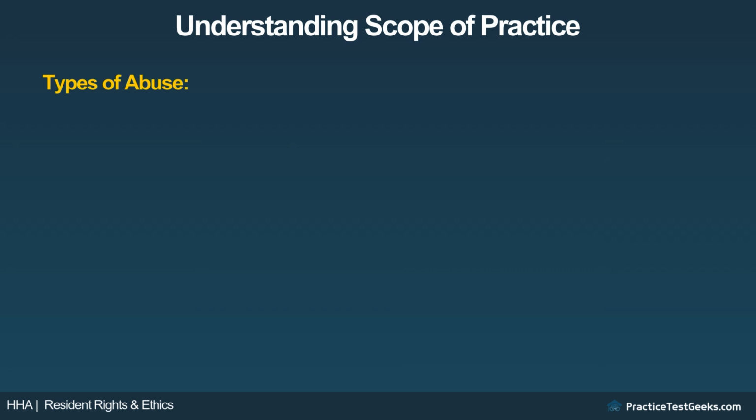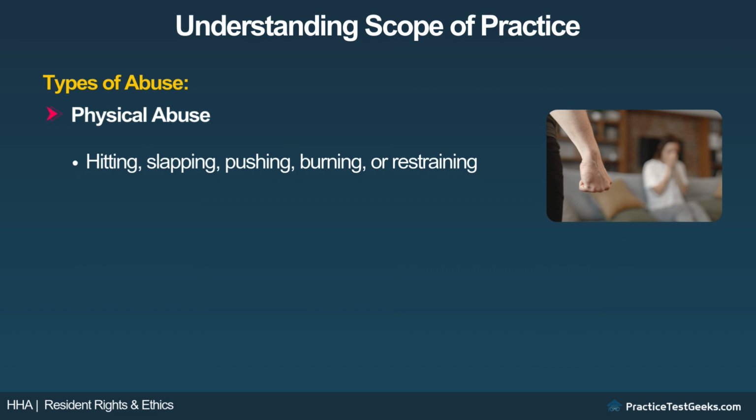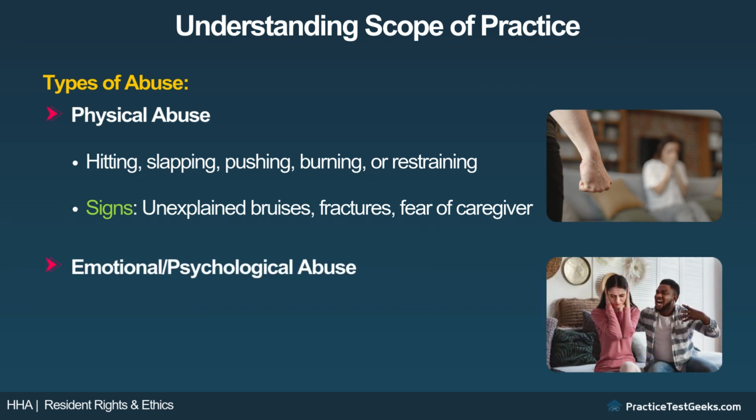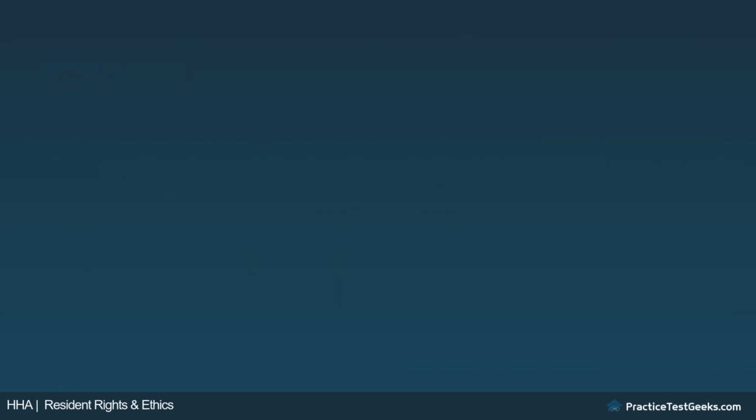Types of abuse. Physical abuse: hitting, slapping, pushing, burning, or restraining. Signs: unexplained bruises, fractures, fear of caregiver. Emotional, psychological abuse: threats, insults, yelling, intimidation, humiliation. Signs: withdrawal, fear, depression, low self-esteem.